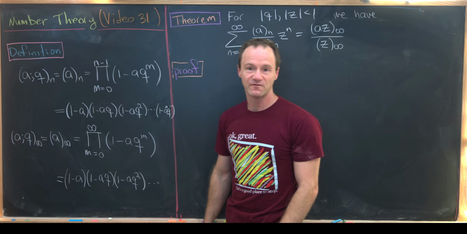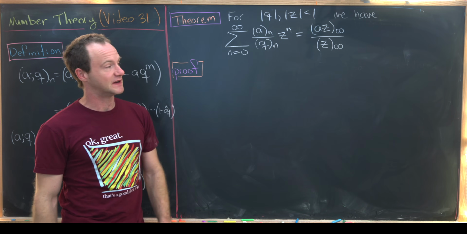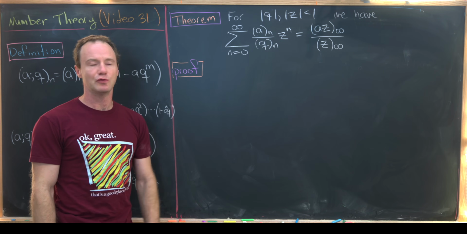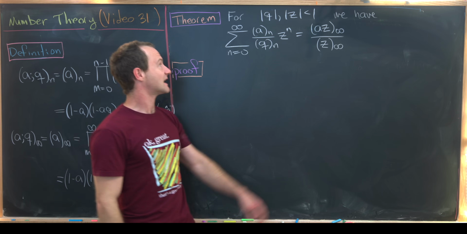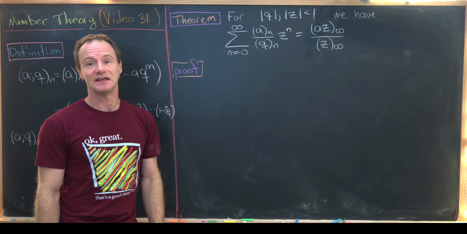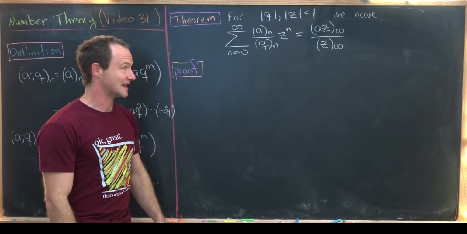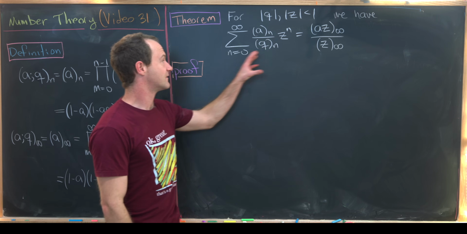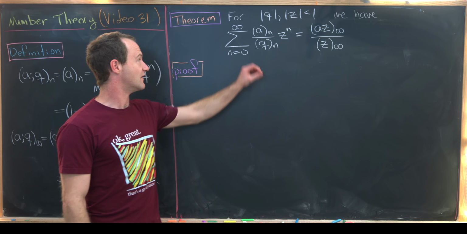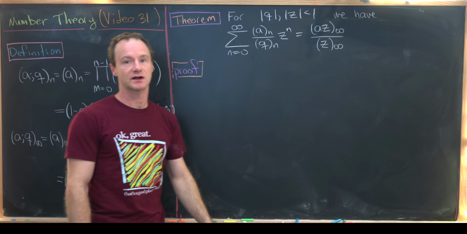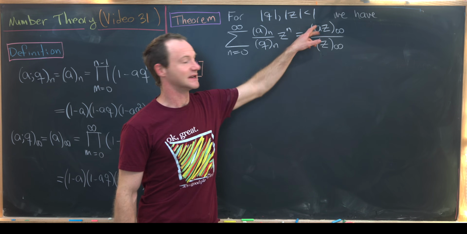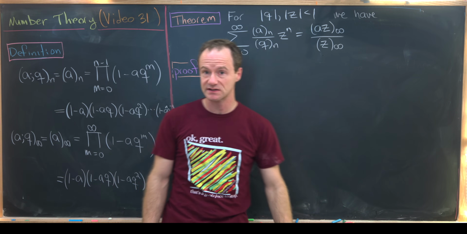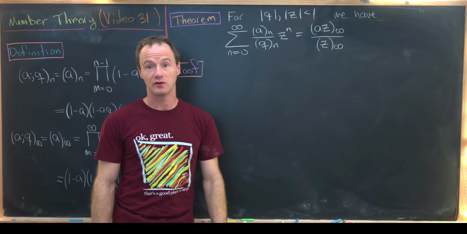Okay, so our first theorem that we'll prove today is sometimes called the q-binomial theorem. And that says for q and z whose modulus is less than 1, we have the following equality of a sum and a product. So notice this right-hand side is a quotient of things like this. So it's just written purely as a product.